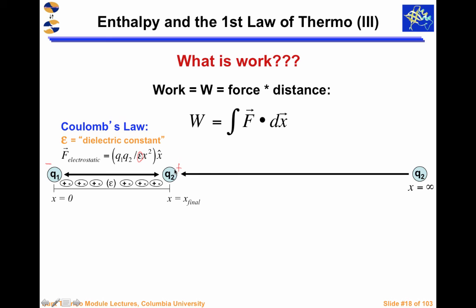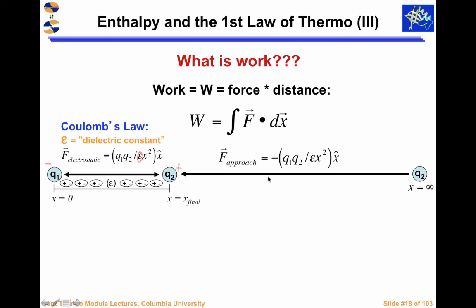We're going to consider what kind of work was done by the electrostatic force in bringing them to this separation of x final. The force being exerted on Q2 in this coordinate system is negative Q1 Q2 over epsilon, again the dielectric constant, x squared, where x is the distance between them at some point in this trajectory.